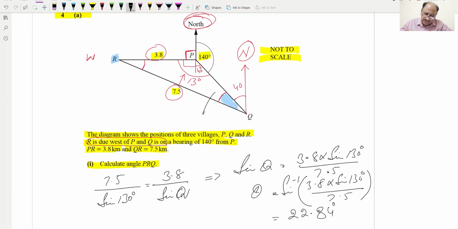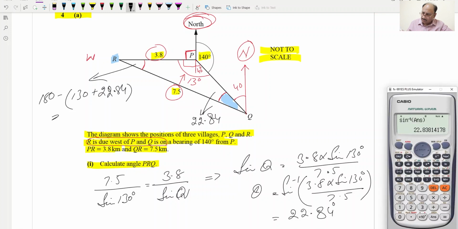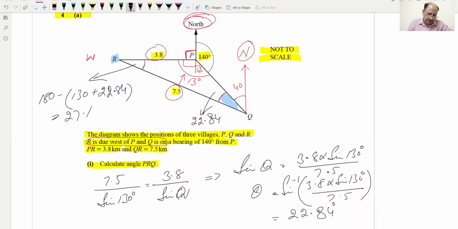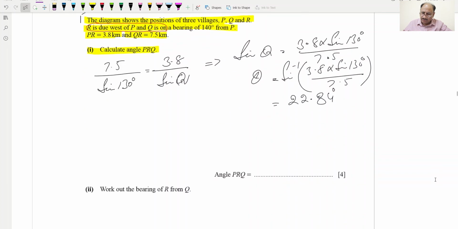Now we got this angle as 22.84, and this angle, which is the targeted angle, will be 180 minus the other two angles, which is 130 plus 22.84, and this will be equal to 180 minus in brackets 130 plus 22.84, and this will be equal to 27.16 degrees, and we can write the same working over here.